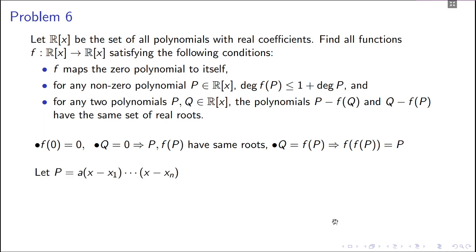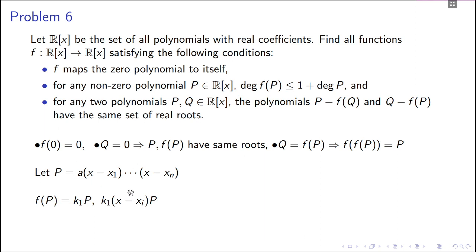After that, you write a general polynomial. It will be of this form. If the roots are from x1 to xn, you can write it as a times (x minus x1)(x minus x2) till (x minus xn). So what can f of p look like? They have p and f of p with the same roots. So what can happen is that this constant can change, and then f of p will be k times p.